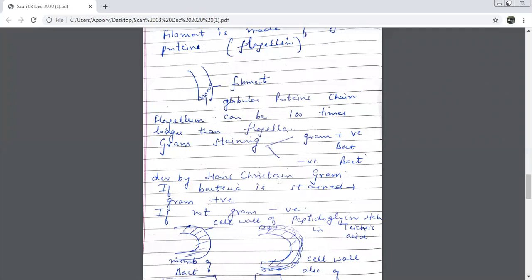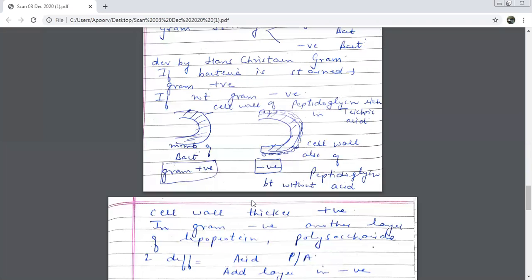Some bacteria get stained by it, and those bacteria are called gram positive. If they are not stained, we call them gram negative. Let us understand why some get stained and some do not. One of your friends just told you the main differences. Let us see them in a little more detail.